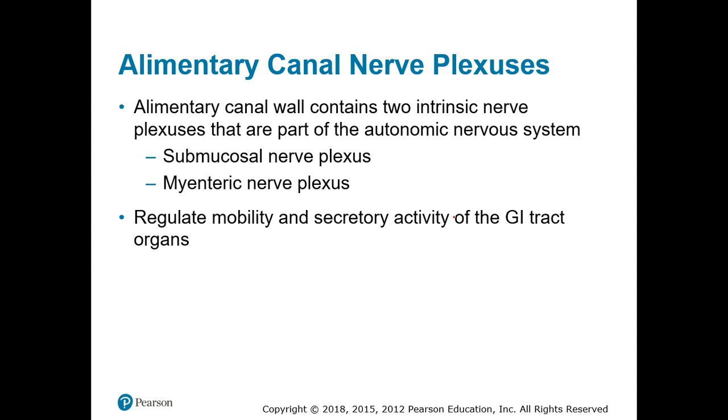So your alimentary canal nerve plexus, there are 2 nerves that help control and regulate when things move through the digestive tract and when it causes certain organs to release secretions to help with digestion. And those 2 are part of the autonomic nervous system, ANS. So submucosal nerve plexus and mesenteric nerve plexus.